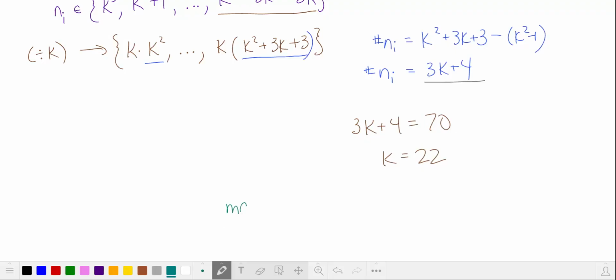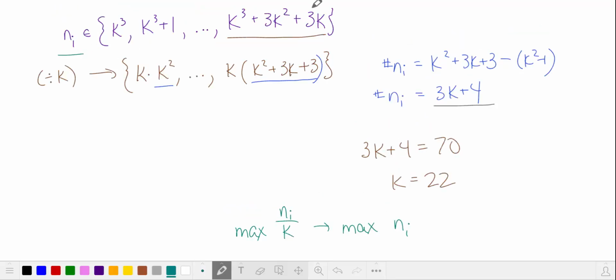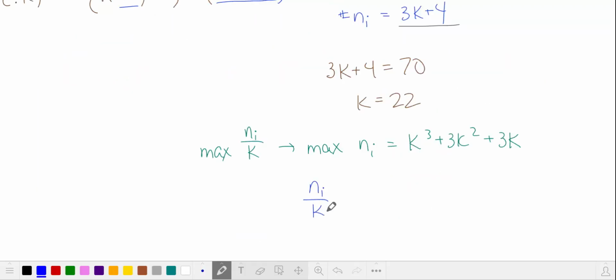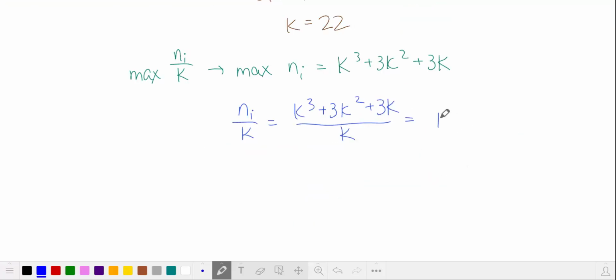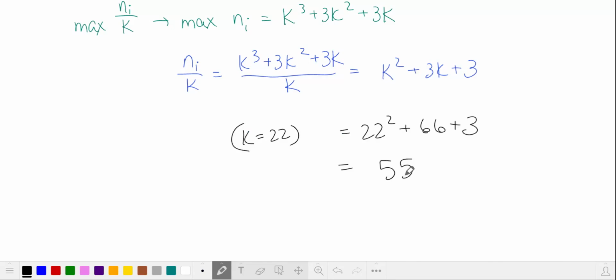The problem asks to maximize the ratio n_i over k. To do that, we'll maximize the numerator. Our maximum value of n sub i is this over here. So n_i over k, we'll plug this in, divide by k, and plug in k equals 22. And our answer is 553.